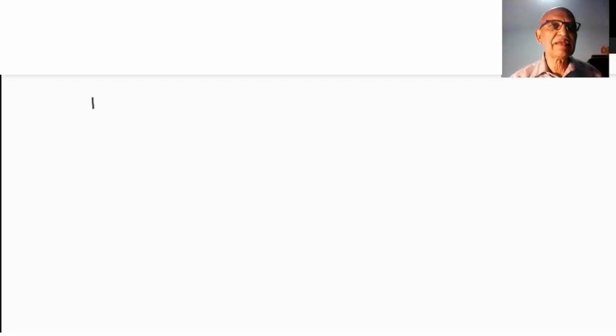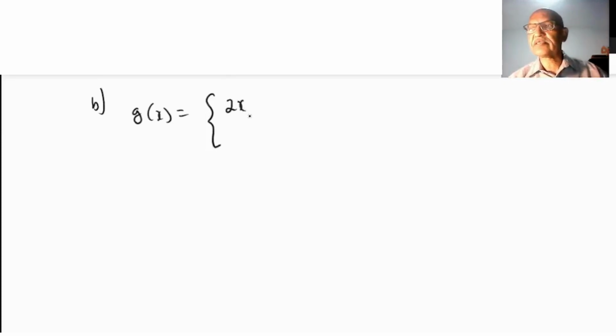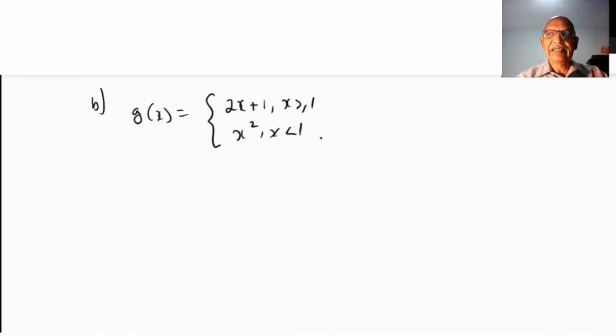B. Okay, let's take g(x) equal to 2x plus 1 when x is greater than or equal to 1, and it is x squared when x is less than 1. Okay, let's see the graphs now.